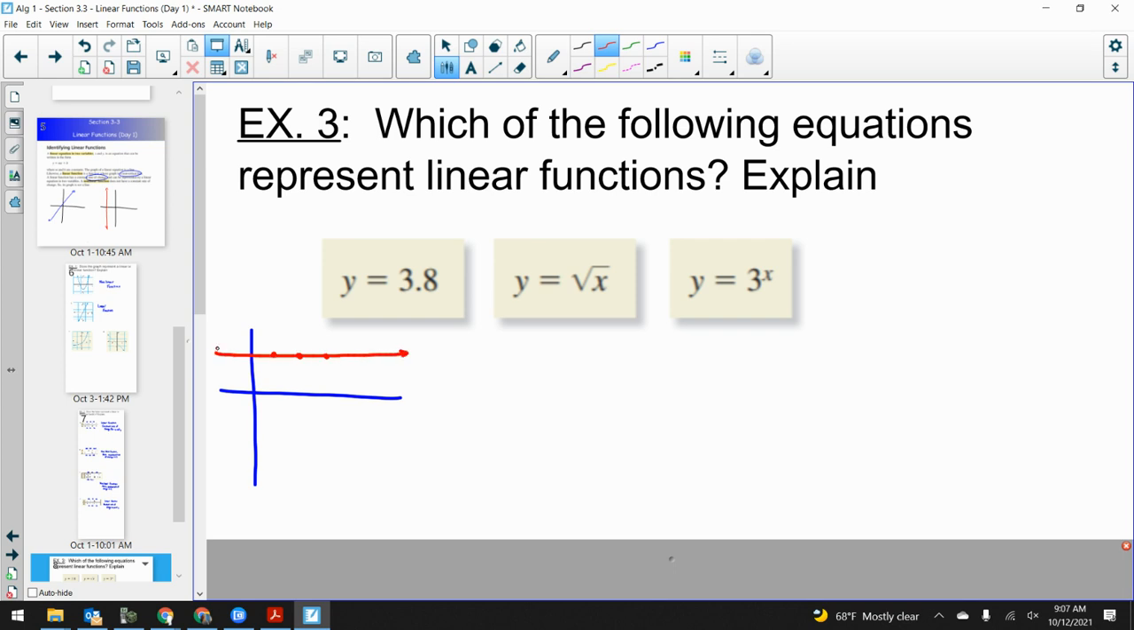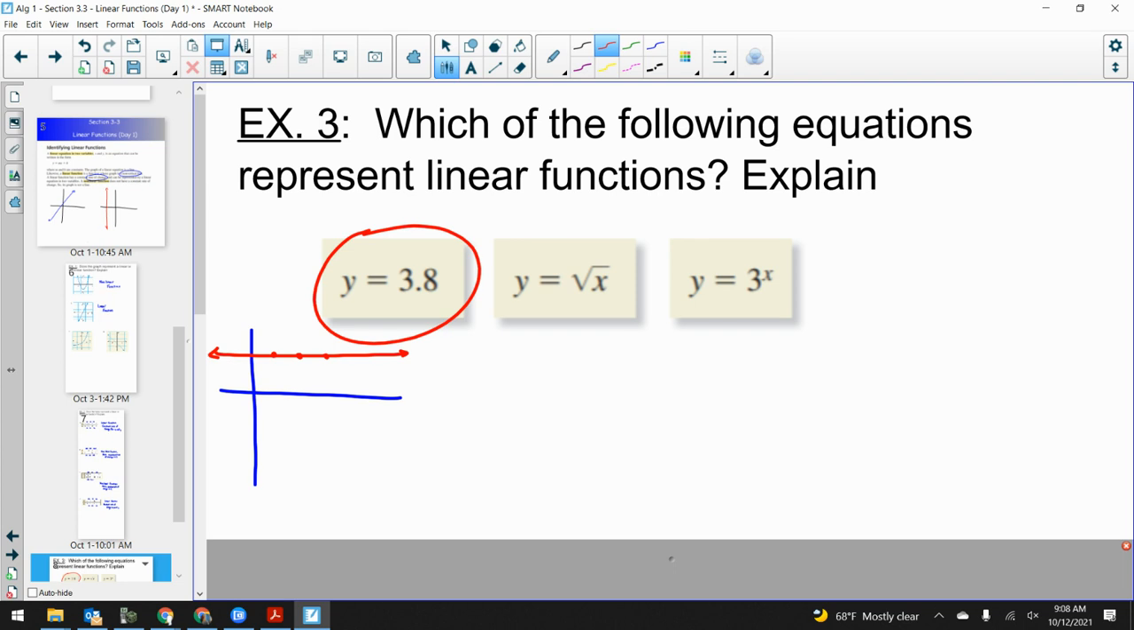A horizontal line. Is that a linear function? Yes. So if you ever have a y equals, I'm going to circle all the linear ones. If you ever have a y equals, that's a linear function. It's a horizontal line. If you ever have an x equals, that's a vertical line. And are vertical lines linear functions? No. They're linear, but they are not functions.